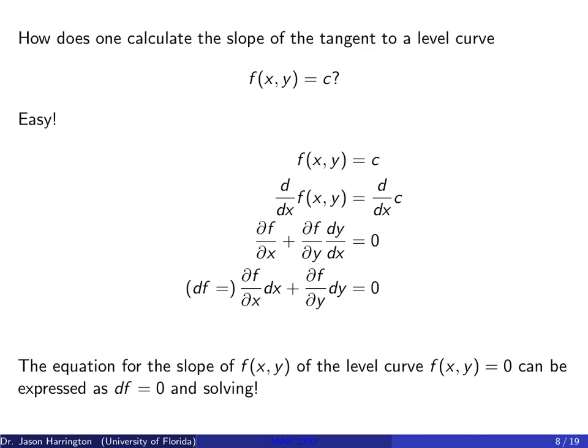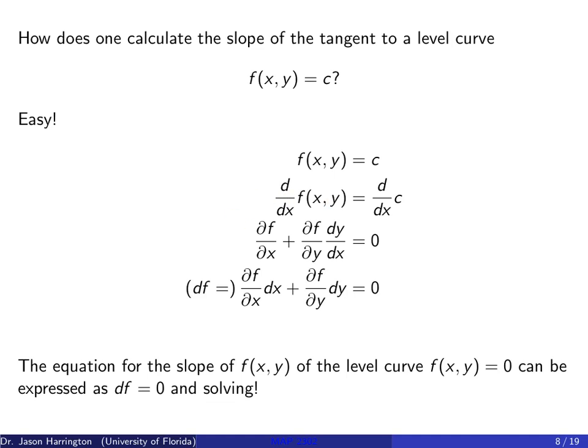Well, it's actually pretty easy, knowing a little bit of multivariate calculus. What I do is I have a multivariate function f of x and y equal to some constant. I take the derivative with respect to x on both sides. Now, of course, the derivative of a constant is just 0. And don't forget, I'm going to use the multivariate chain rule, because the inside function has y and x inside of it.